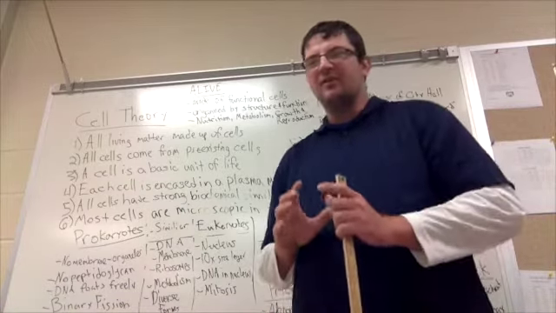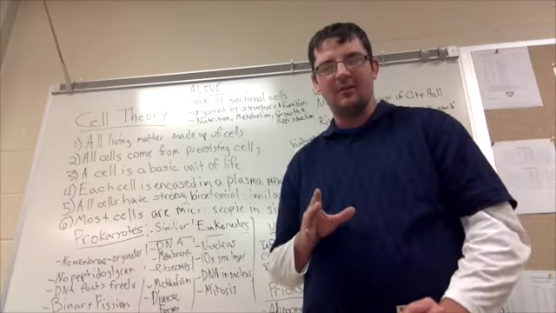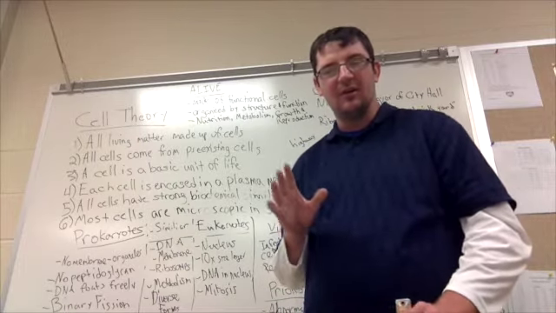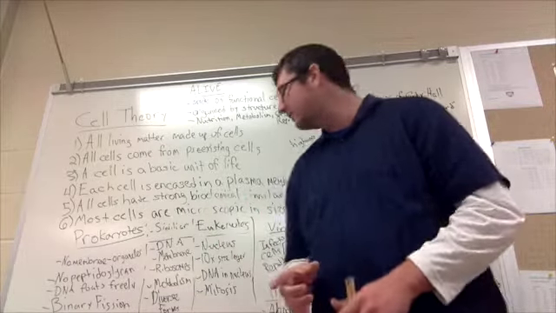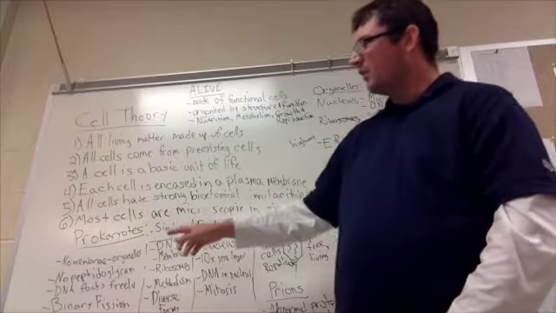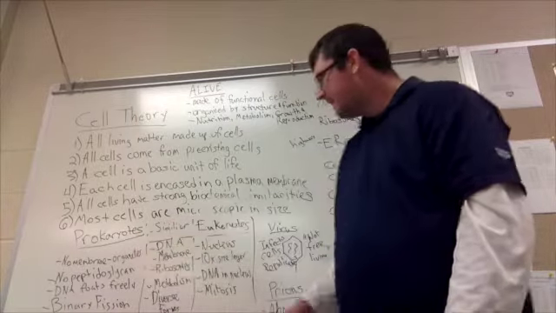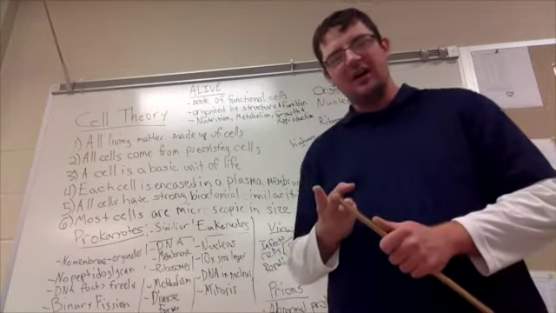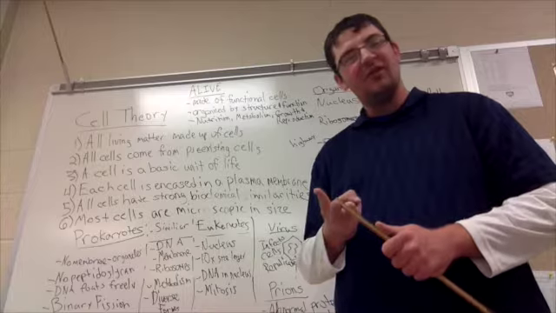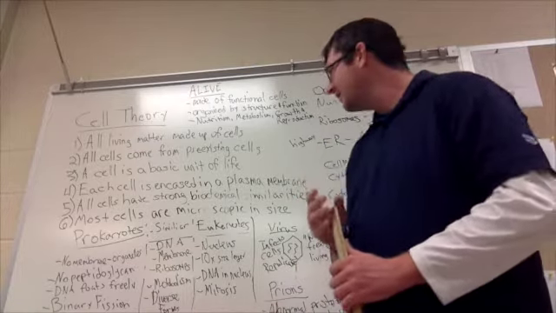Now let's go into prokaryotes and eukaryotes. Prokaryotes are the primitive cells that existed here on Earth. Some of them are still alive and still all around us. They are composed mostly of your primitive bacteria. Eukaryotes are your protists, your fungi, your plants, and your animals.